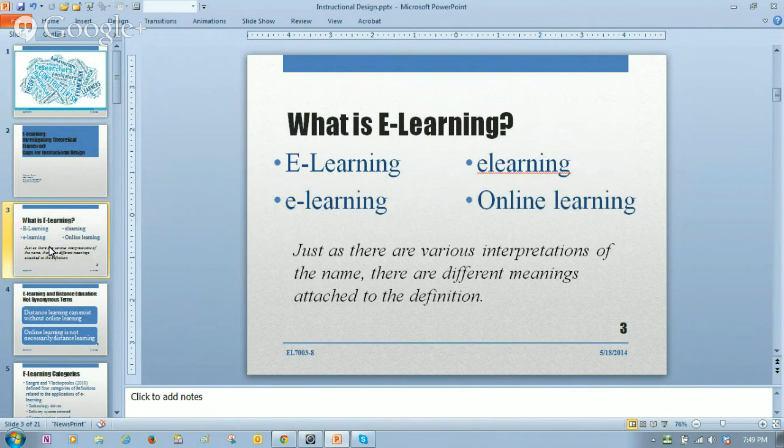But I thought it was interesting because one of the research articles that I read mentioned that just as there are various interpretations of the name, there are different meanings attached to the definition. So the name itself was not consistent, and to me that's one big gap. What are we calling this? And why can't we agree on just a simple thing like how we want to spell it? Should it be lowercase e, lowercase l with a hyphen in between, or no hyphen, or capital E, capital L? There are just so many variations.